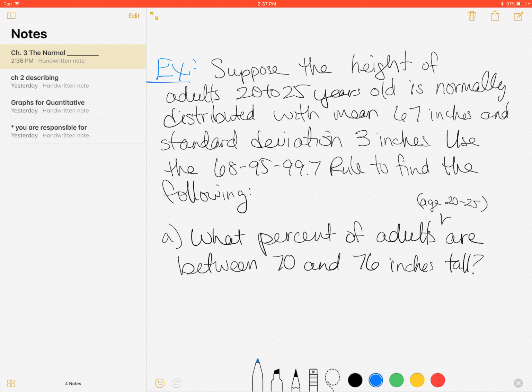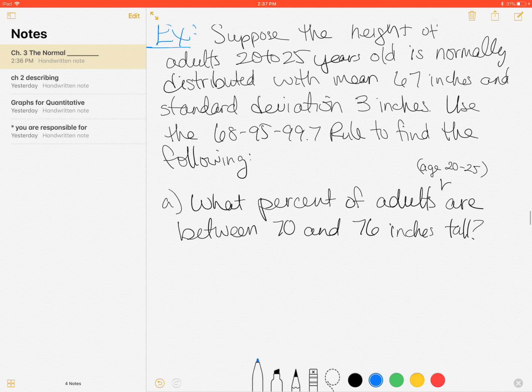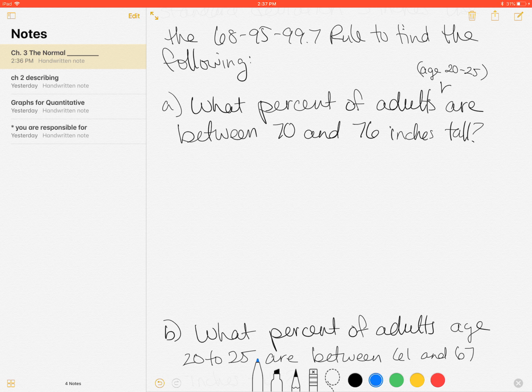Suppose the height of adults 20 to 25 years old is normally distributed with mean 67 inches and standard deviation 3 inches. Use the 68, 95, 99.7 rule to find the following. What percent of adults are between 70 and 76 inches tall?